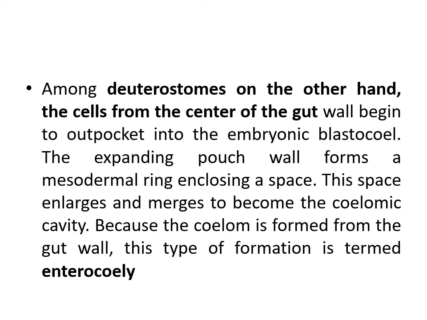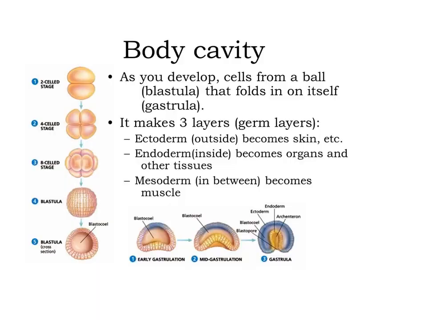Among deuterostomes, on the other hand, the cells that form the center of the gut wall, or the endoderm, begin to form outpushings into the embryonic blastocoel. These expand, and the pouch walls form a mesodermal ring enclosing a space. This space enlarges and merges to become the coelomic cavity, and this type of coelom formation is known as enterocoely, and the coelom is known as enterocoelom.